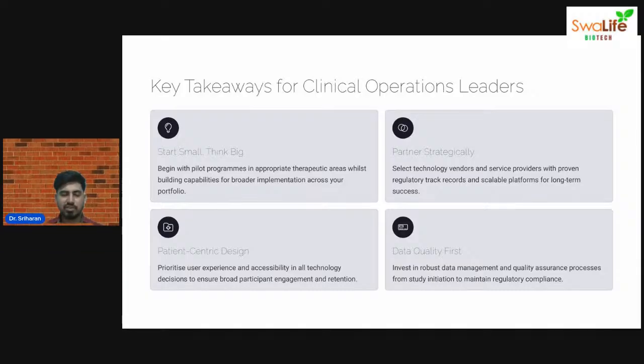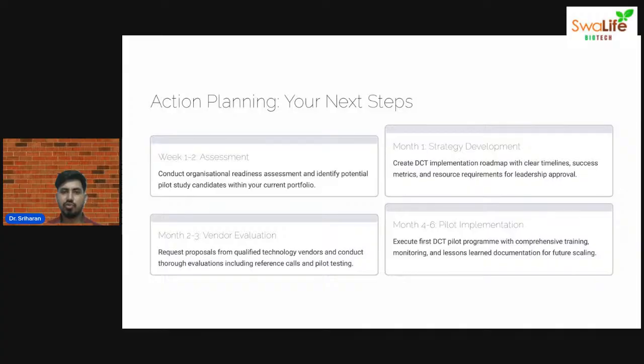And data quality is first. While we are doing this research, data quality is very first. Why I'm saying this is we can get the data on a large scale, so your data quality should be first. This is the planning of the study. While doing a DCT trial, it takes 6 months: 1 to 3 weeks for assessment, 1 month for strategy development, 2 to 3 months for vendor selection, and 4 to 6 months for pilot implementation. After pilot implementation, we expand the trial. Depending upon the study, it will expand over months.